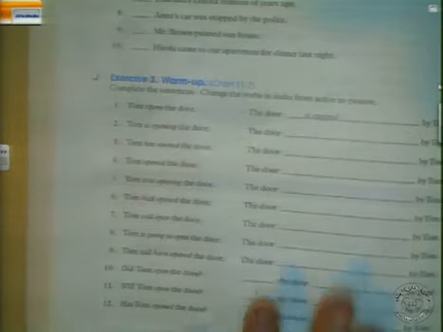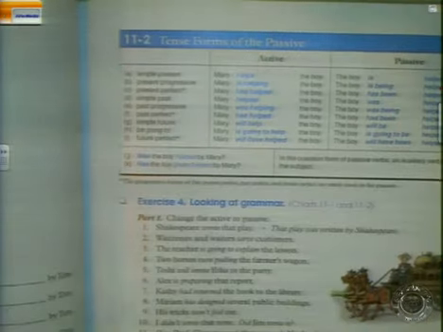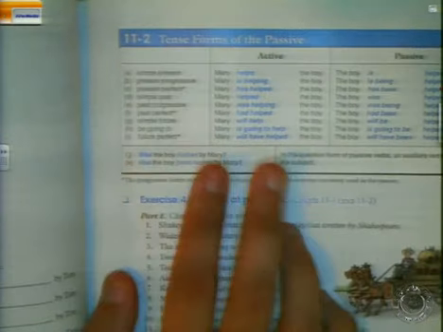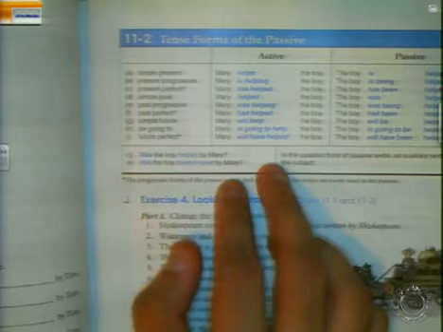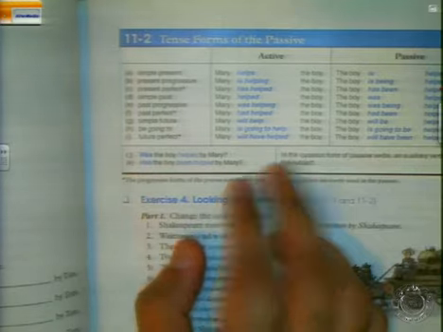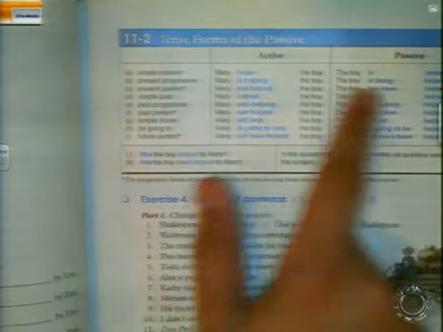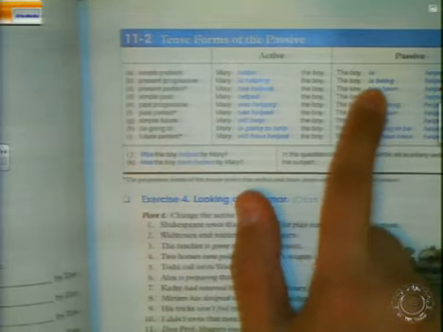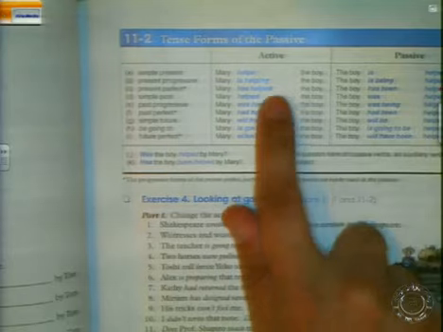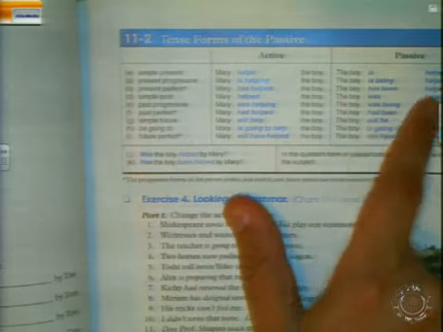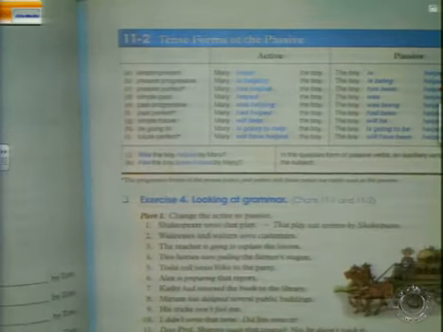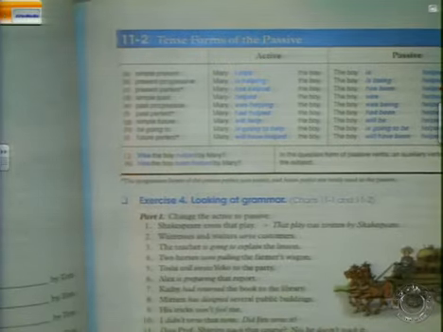How do you know this? How do you know how to solve this exercise? By looking at the table on the next page. On page 213 you will see how to transform different verbs from active into passive. You will see if you have "is helping", you change it into "is being helped". "Has helped" becomes "has been helped", and so on.